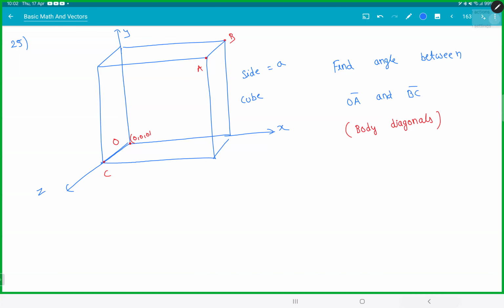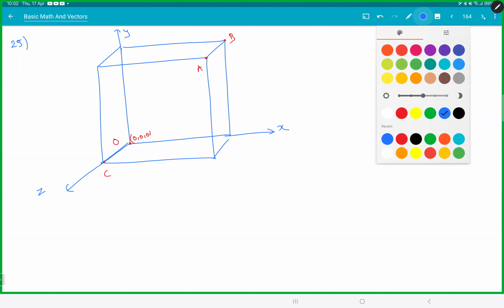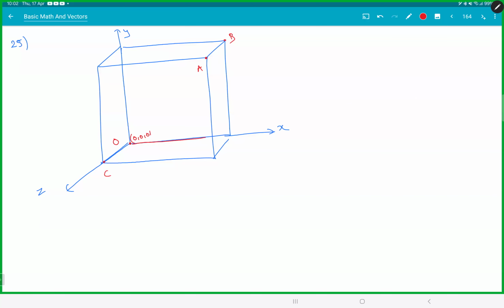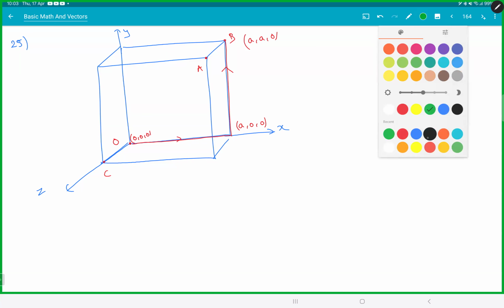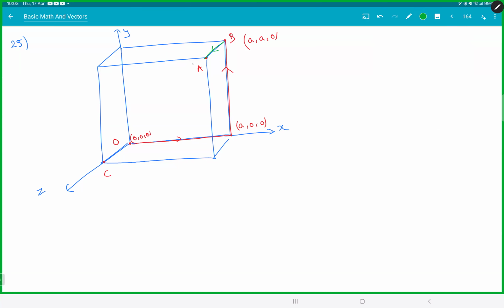How to do this kind of questions? Get the coordinates. I already taught you how to find the coordinates in a cube. If you travel along the x-axis, only the x coordinate will change: a, 0, 0. From here, if you go straight up, you're going along the y-axis, so only the y coordinate will change: a, a, 0. From here, if you go this way, you're traveling along the z-axis, so this will be a, a, a. If you travel from O to C, you're traveling only in the z direction: 0, 0, a.